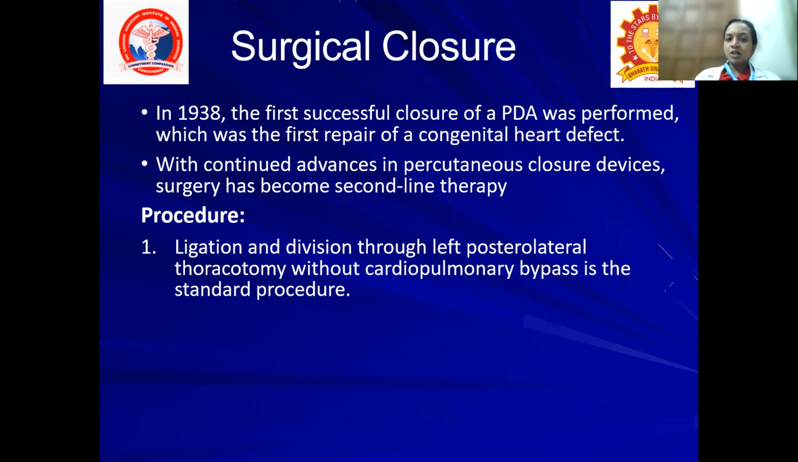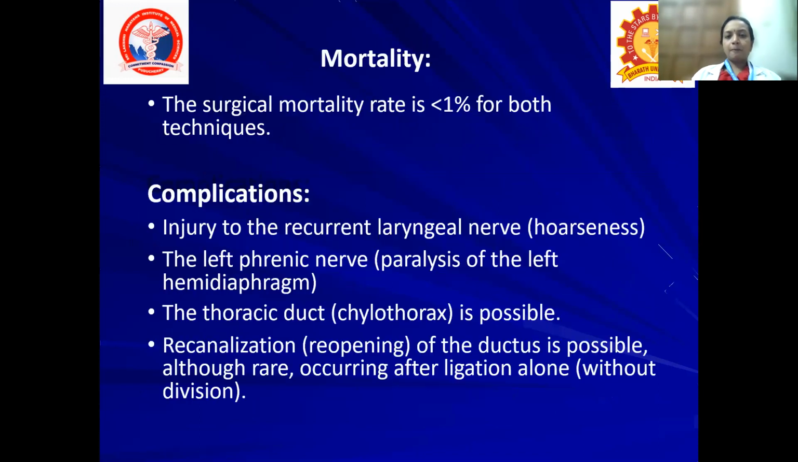And we also have surgical closures. In 1938, the first successful closure of PDA was performed, which was the first repair of congenital heart disease. With continued advances in percutaneous closure devices, surgery has become second-line therapy. The standard procedure is ligation and division through a left posterolateral thoracotomy approach without cardiopulmonary bypass. Mortality is less than 1% for both techniques.